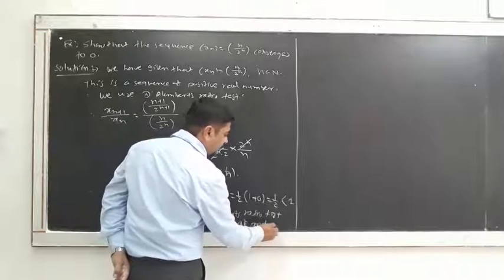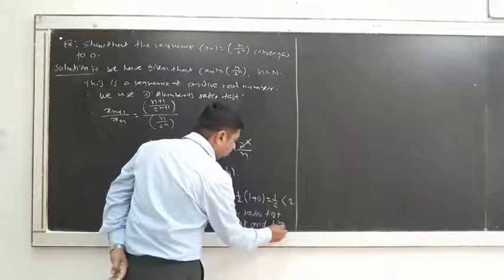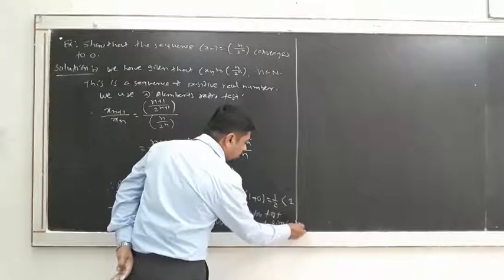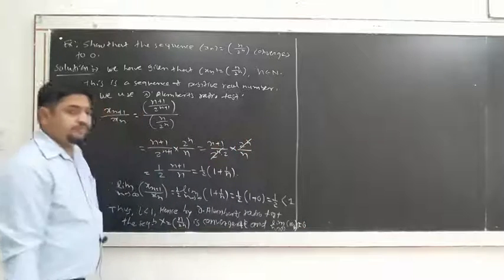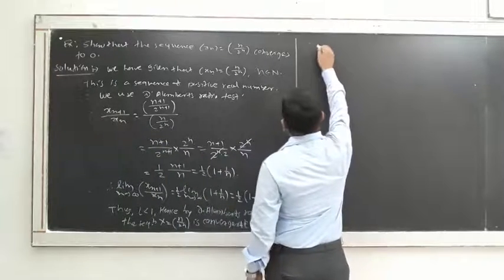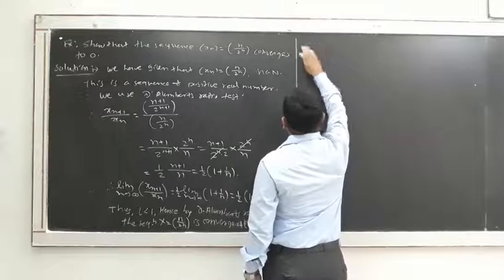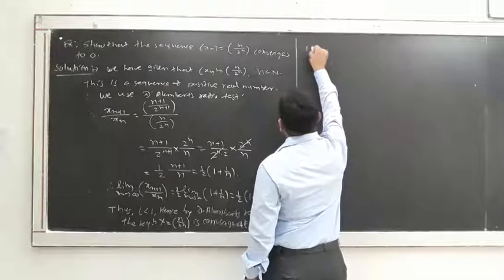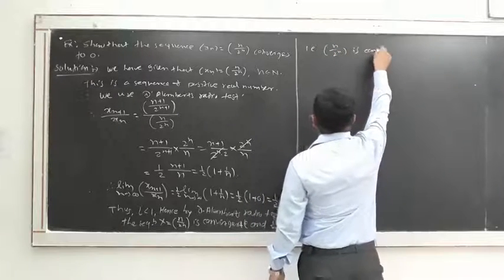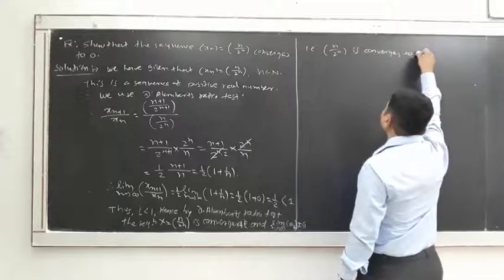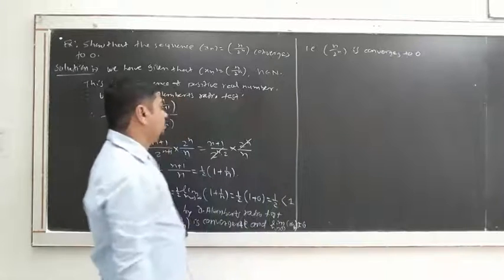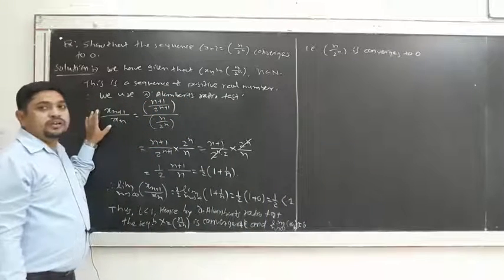And we can say limit n tends to infinity, xn is equal to 0. That is, n upon 2 raised to n converges to 0. Very simple. Just you have to find this ratio and take the limit.